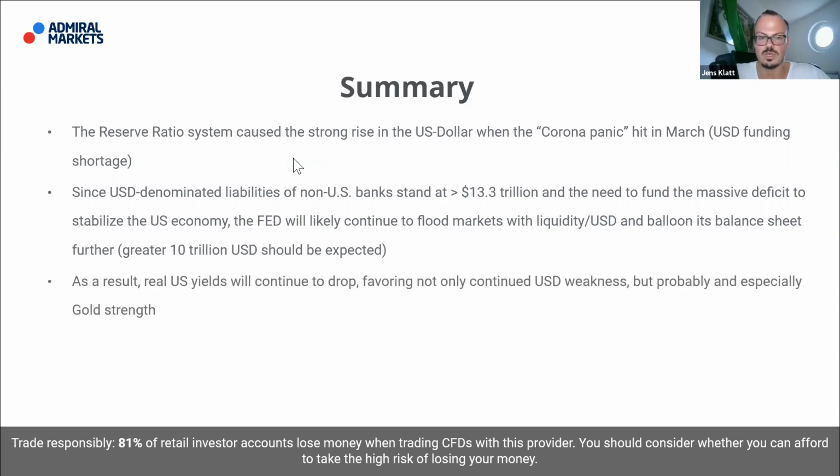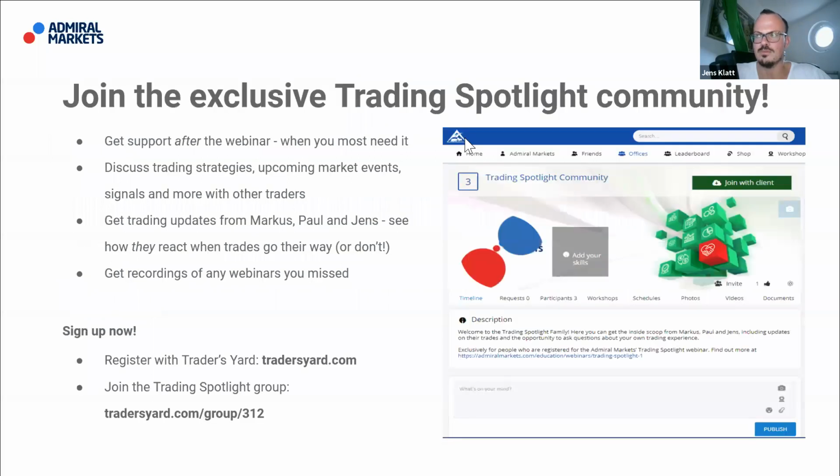And as a result of this aggressive buying, especially of bonds, and the ballooning of the Fed balance sheet, real US yields will continue to drop further, favoring not only continued USD weakness, but probably especially also gold strength. But in addition, from a speculative perspective, especially when it comes to volatility, Bitcoin is definitely a haven you should have a deeper look at, even though, given my conservativeness, I favor gold. And so that's it with the first webinar in regards to the US dollar.